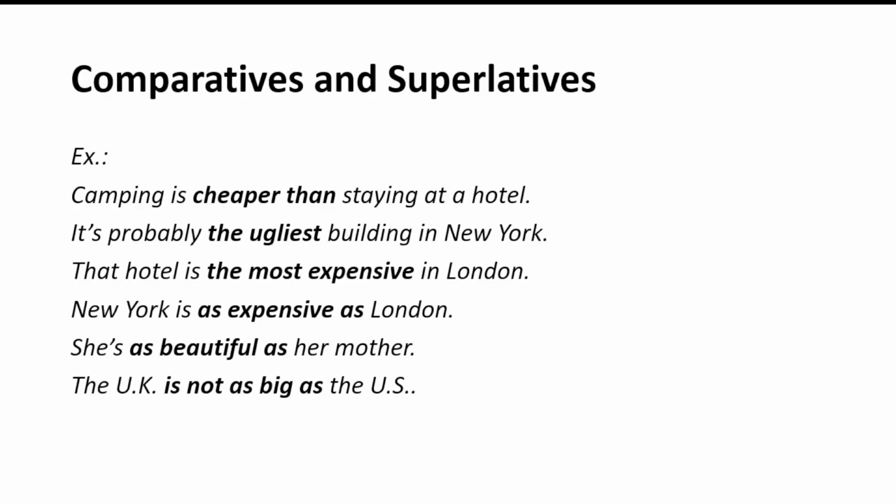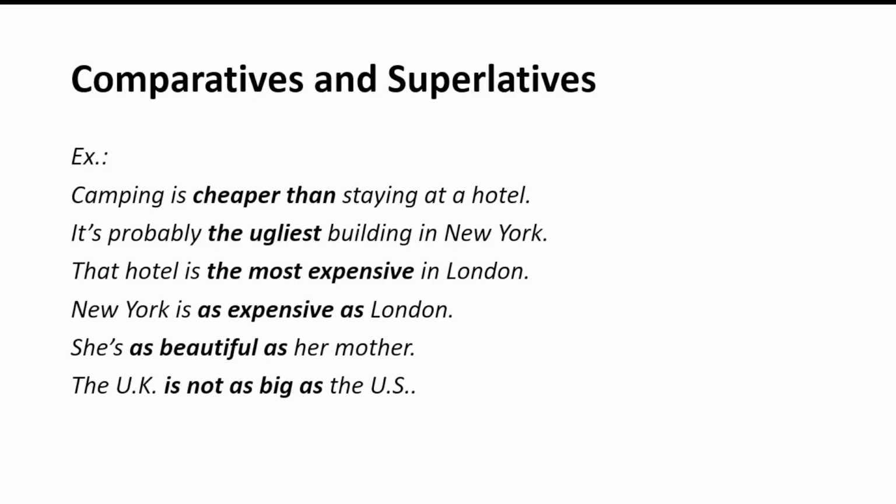So, what's the difference between comparatives and superlatives? This is a subject that we have learned in levels 2 and 3 of the course. Here, we start with some examples first. Camping is cheaper than staying at a hotel. So, cheaper than is the comparative form. Another example, it's probably the ugliest building in New York. So the ugliest is the superlative form. This is an opinion among all the buildings in New York.